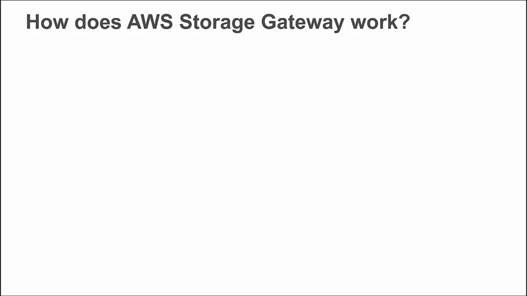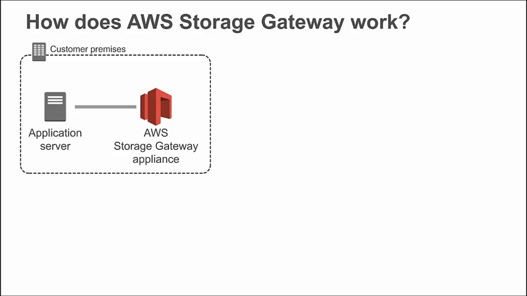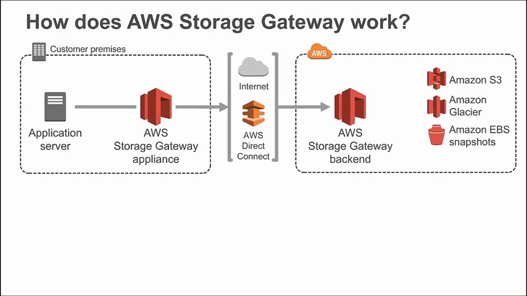So how does the Storage Gateway work? On premises, your application server mounts or connects to the AWS Storage Gateway appliance, again, using iSCSI. And that application server can also be a backup server, for that matter. The appliance, which we often refer to as the gateway, securely connects to the service backend.